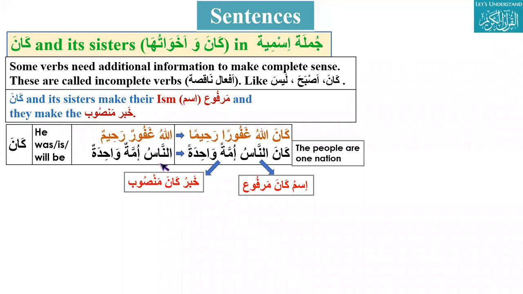Similarly, if we see An-nasu ummatun wahidatun and put Kana before that, An-nasu is Ismu Kana and it remains Marfu. There is no effect on that. But what is the Khabar here? Ummatun wahidatun is the Khabar. And what will be the effect of Kana on that? This is Khabru Kana, and this Khabar will become Mansub. So the first part is called Ismu Kana, and the second part is called Khabru Kana.